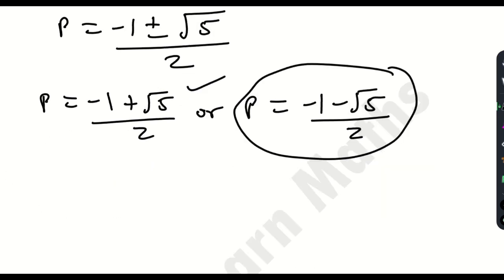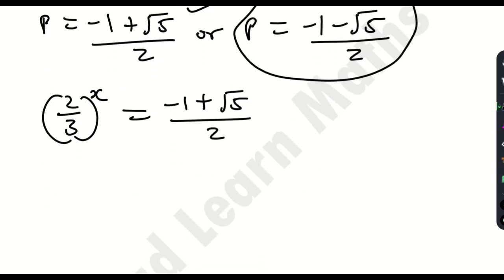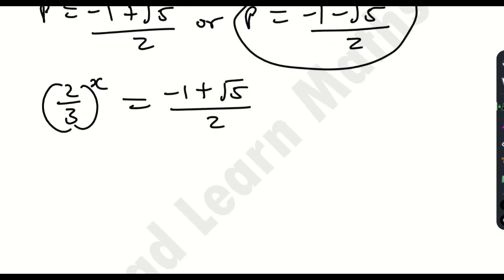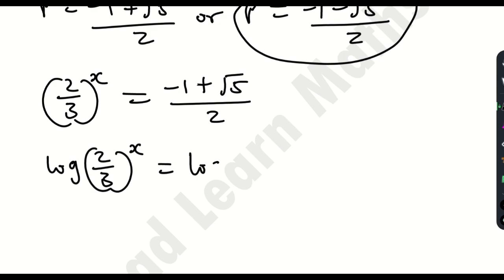So recall that we said let p be equal to 2 over 3 all raised to the power of x. Since we are using only this value, I'm going to use just that: minus 1 plus the square root of 5 all over 2. Okay, what can we do here now? I will take the logarithm of both sides because I am interested in getting the value of x. So that will be log of 2 over 3 all raised to the power of x is equal to the logarithm of negative 1 plus root 5 over 2.